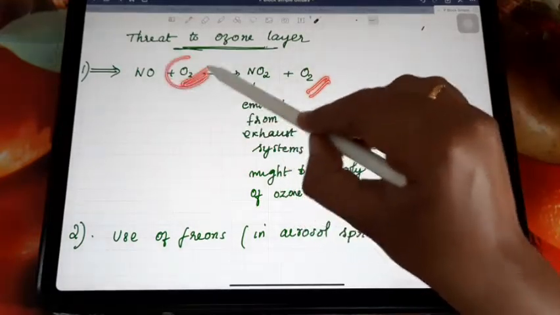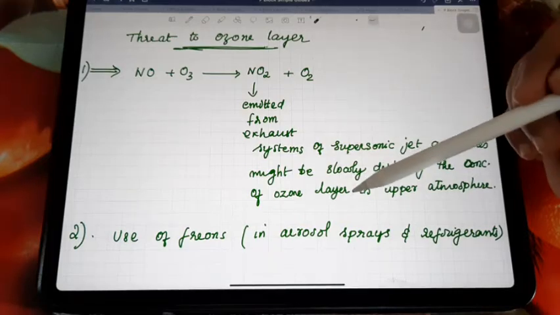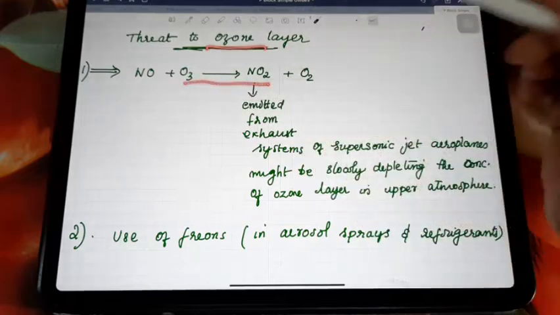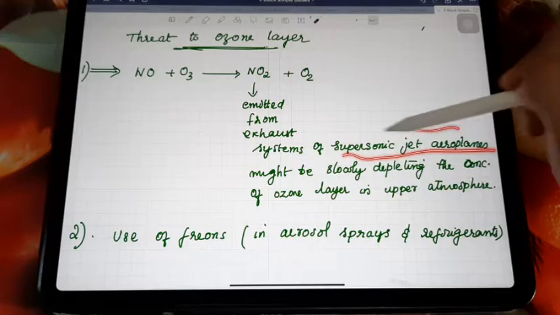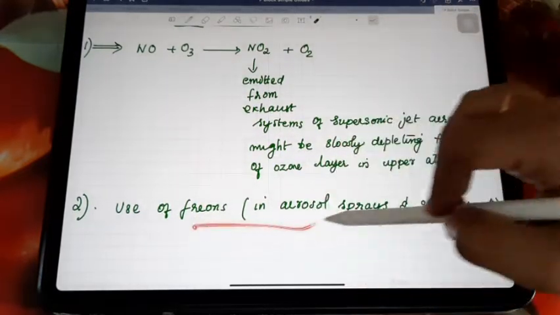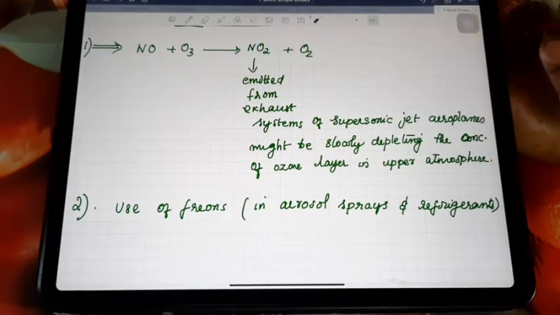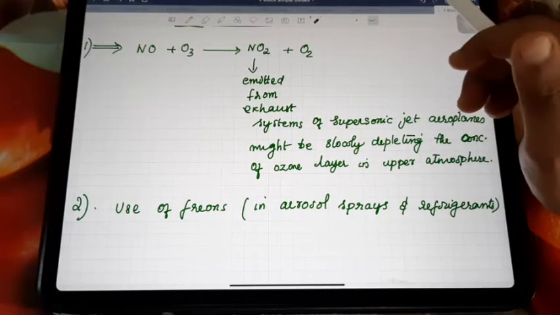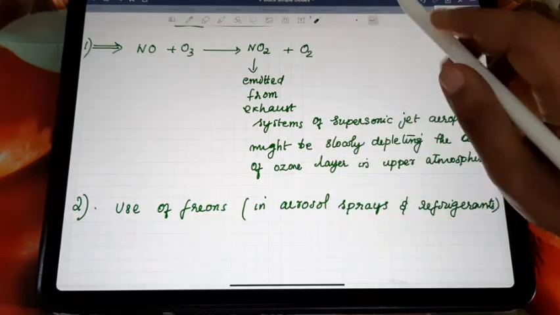So what happens? The ozone layer is depleted and there is a chance of ultraviolet rays coming to the earth. This is considered one threat to the ozone layer. The supersonic jet aeroplane case is a very important thing. Next one, use of freons, which everyone has studied from earlier classes. When freons come into the atmosphere, they slowly deplete the ozone layer. These freons are present in refrigerants and aerosol sprays.